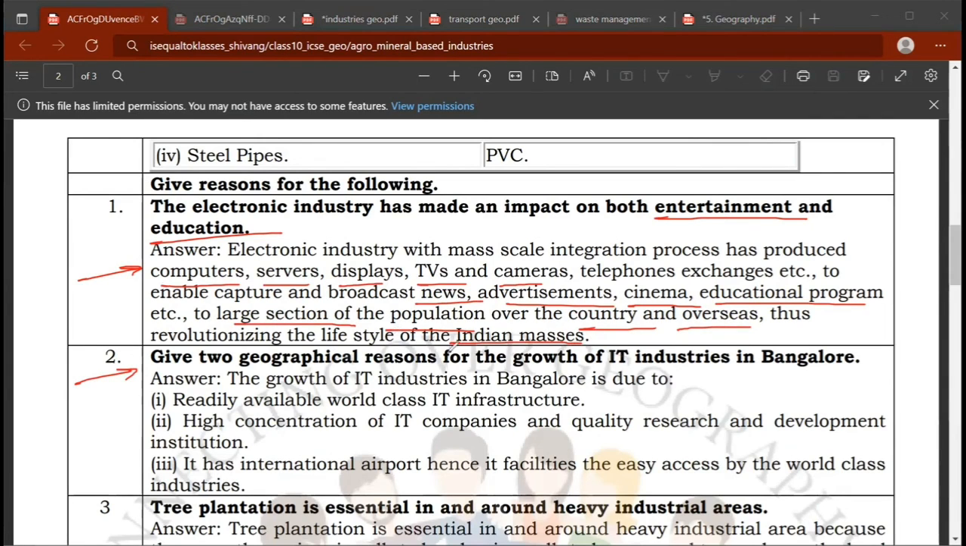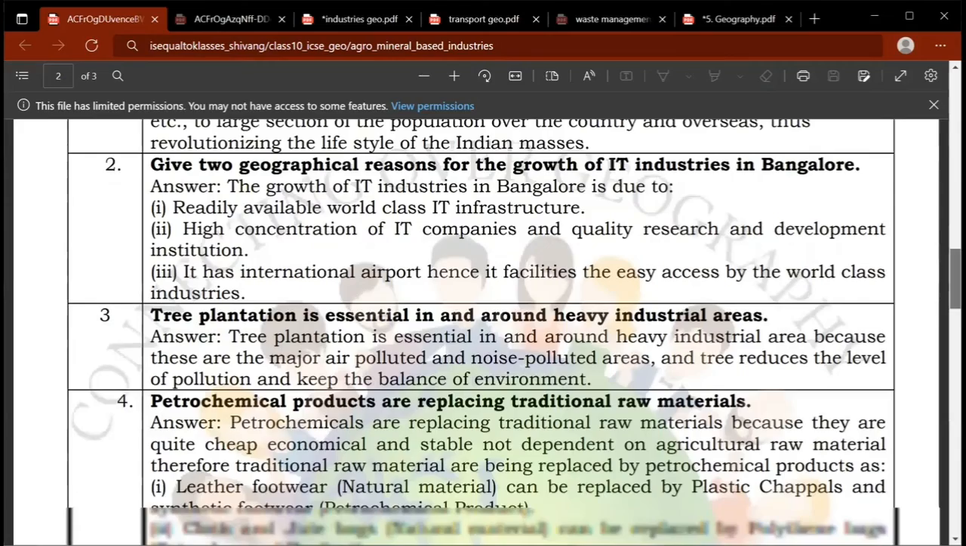Give two geographical reasons for the growth of IT industries in Bangalore. The growth of IT industries in Bangalore is due to readily available world-class IT infrastructure, high concentration of IT companies and quality research and development institutions, and it has an international airport, hence it facilitates easy access by the world-class industries. So these are some points to remember. Let's move on to the next question.